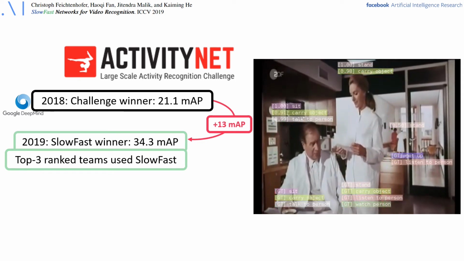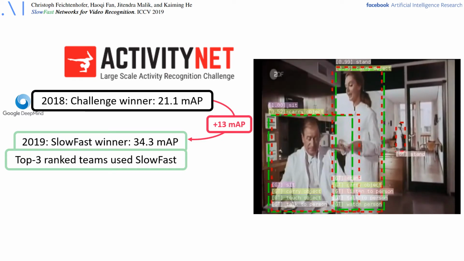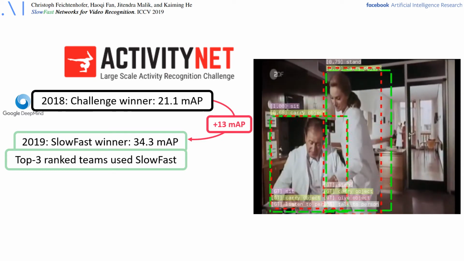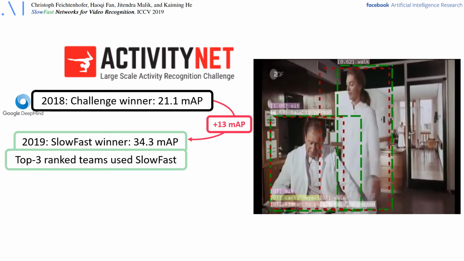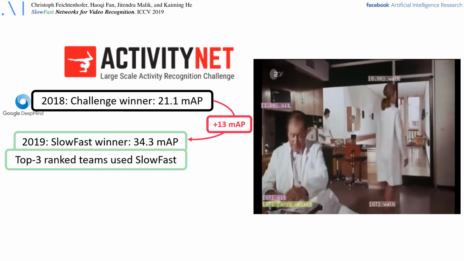Moreover, here the top 3 ranked teams all used SlowFast networks as backbone, which underlines that the method is general and well received by the community.